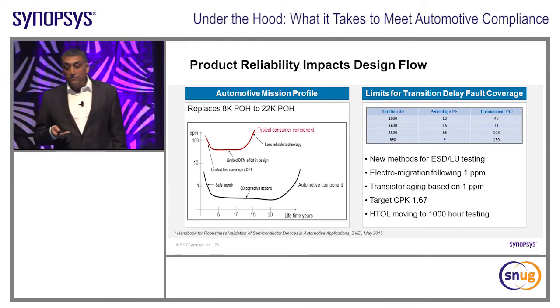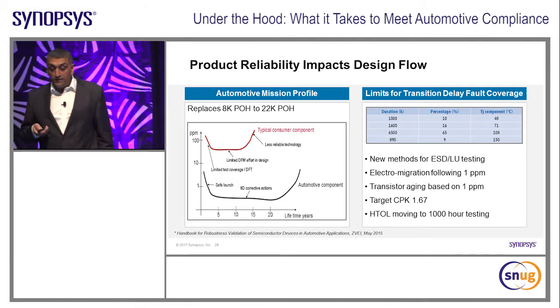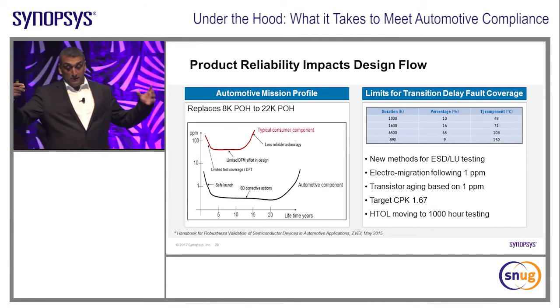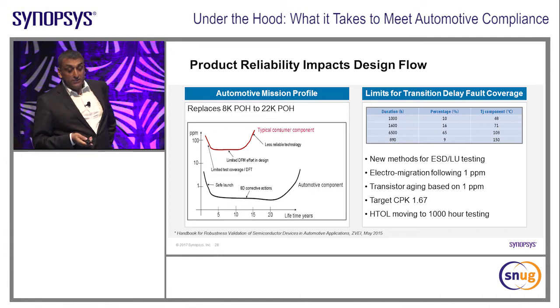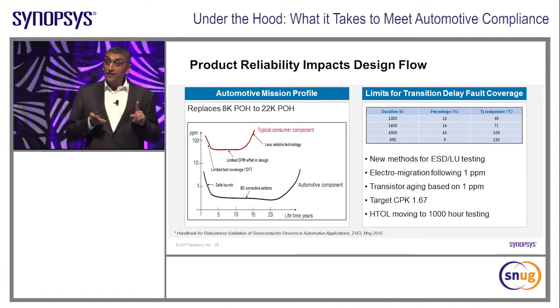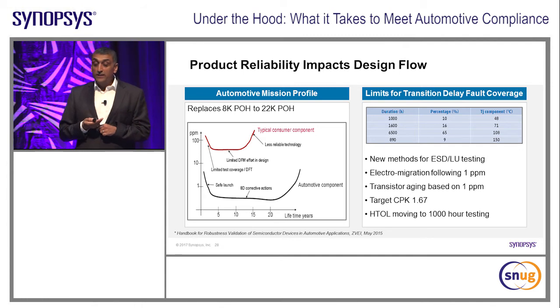Latch up, I didn't mention so much, but the interesting thing about latch up here is that with the more advanced nodes, you have a very low impedance substrate. That low impedance substrate starts causing interference between devices, making your device latch up. The electromigration requirements for automotive, remember I talked about those metal lines? They also need to meet that 1 ppm level. Transistor aging is based on 1 ppm.